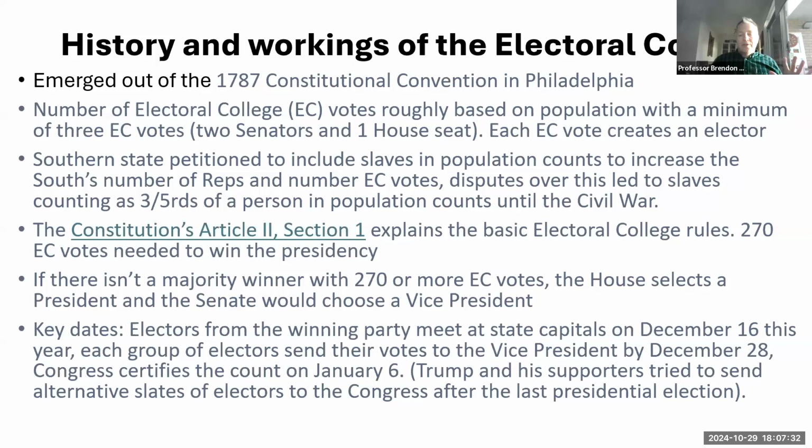The key dates for the election, and those dates might be more strongly remembered than in the past, are that the winning party gathers its electors, who are basically party loyalists in many regards, of the winning side on December 16. They send their slate of votes to the vice president by December 28. The vice president might be getting her winning votes or might be getting the votes of her opponent this year round. And then the Congress certifies this on January 6th.